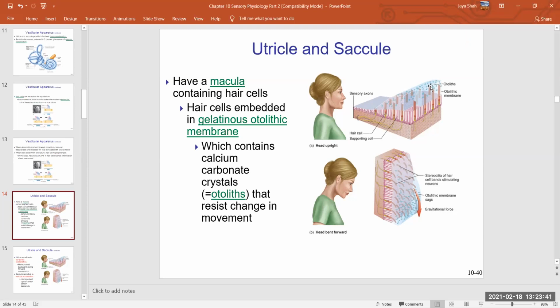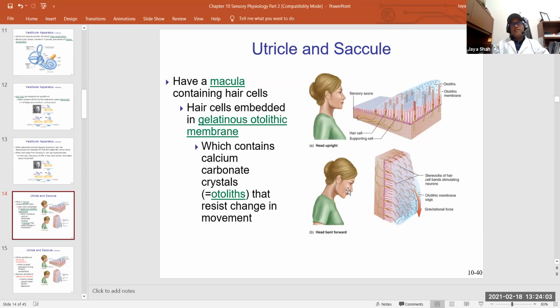This otolith, like a mucus-like structure, shifts and then bends the stereocilia, stimulating the neuron, and depolarization goes to your brain, and you feel that your head is tilted anteriorly.